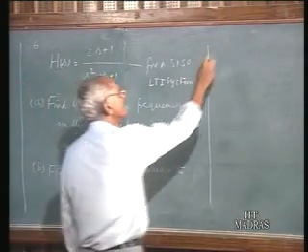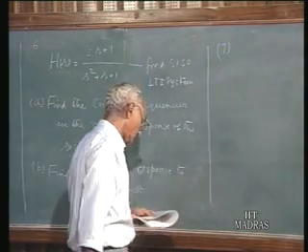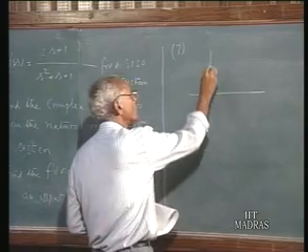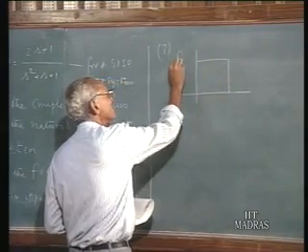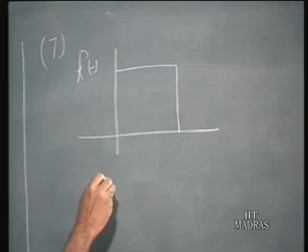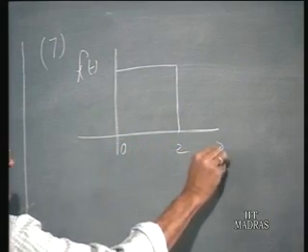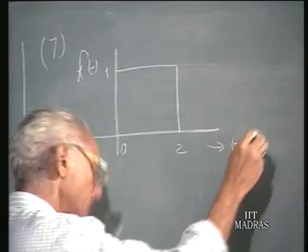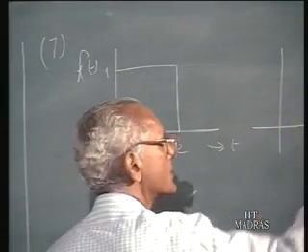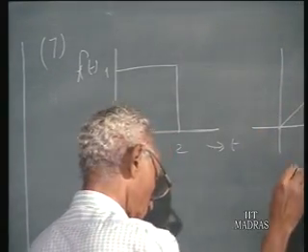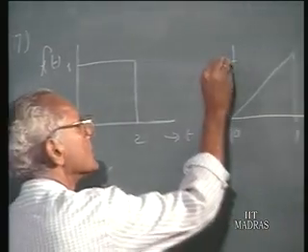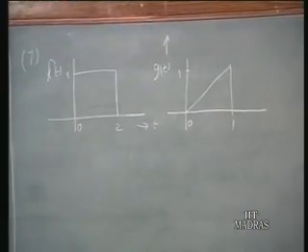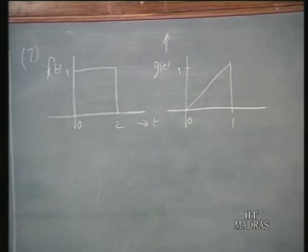7th problem. We have two functions of time, f of t, from 0 to 2 seconds, which has a value of 1, and g of t, which is a triangular pulse from 0 to 1, this is 1, that is g of t. These are the two functions f(t) and g(t) that are given to you.